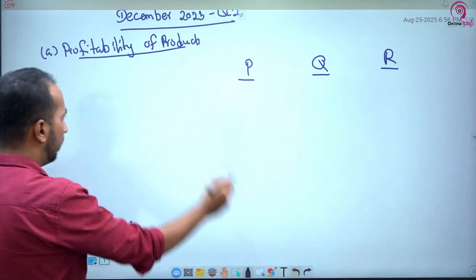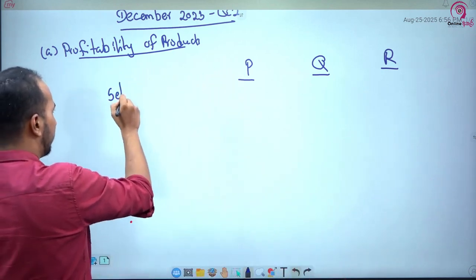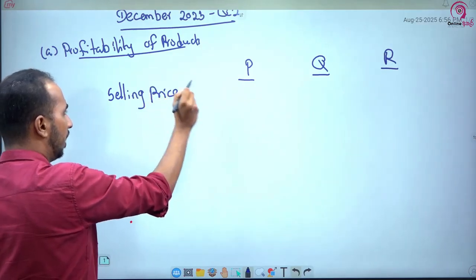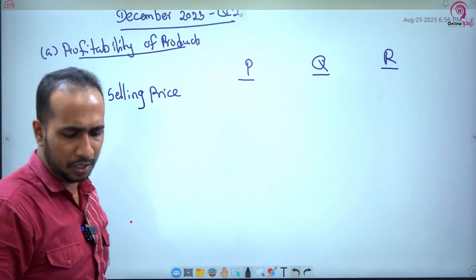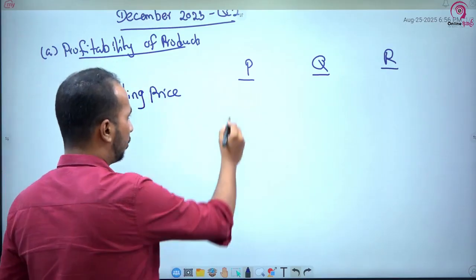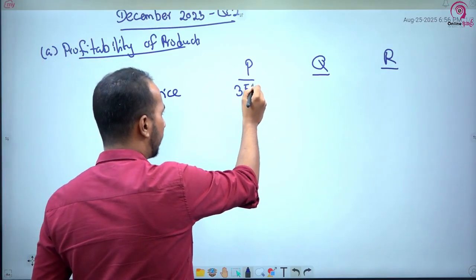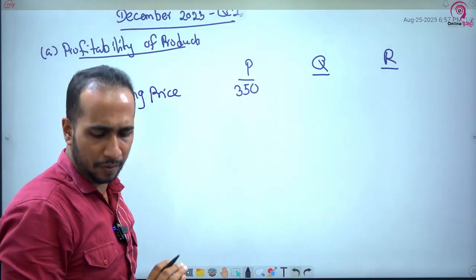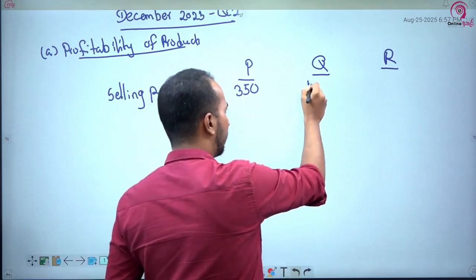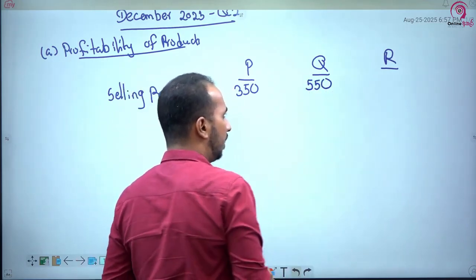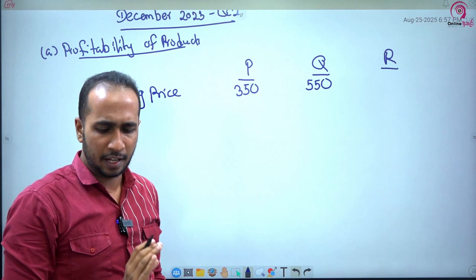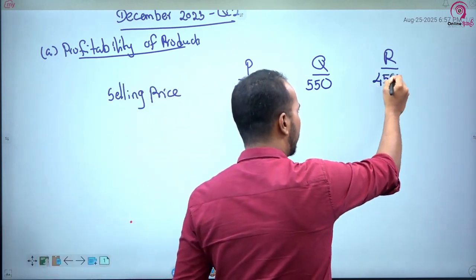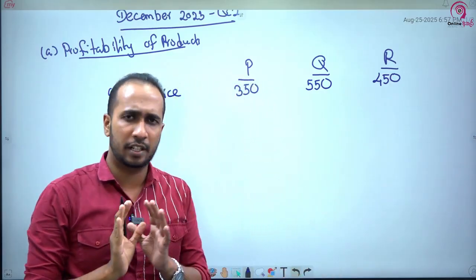In the question they have given us the relevant selling price. In order to calculate the profitability, we need the selling price. If you look at the question, the selling price of product P is 350 rupees. I am extracting these details from the question. The selling price of product Q is 550 rupees, and the selling price of product R has been given as 450 rupees per unit.